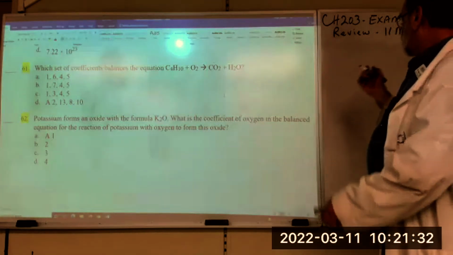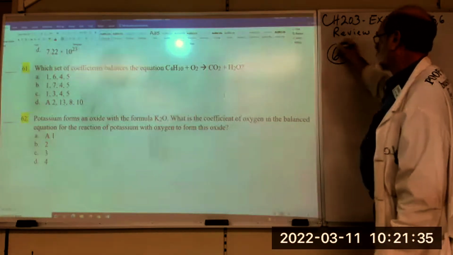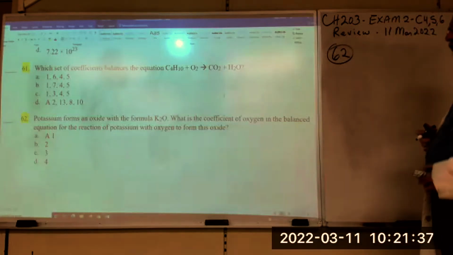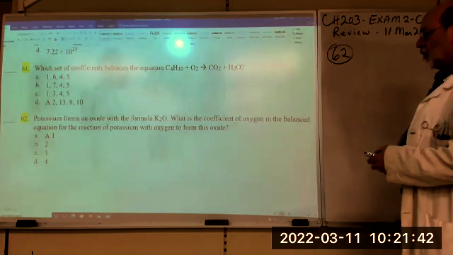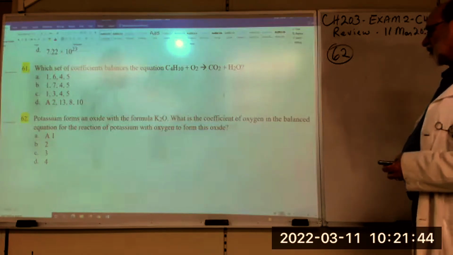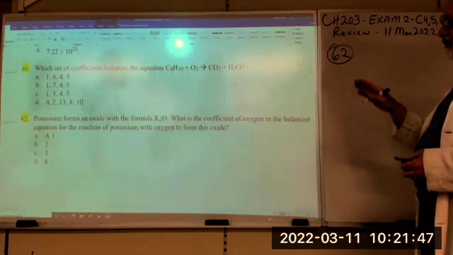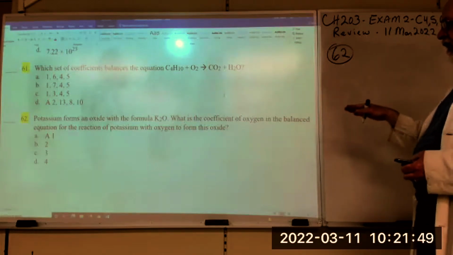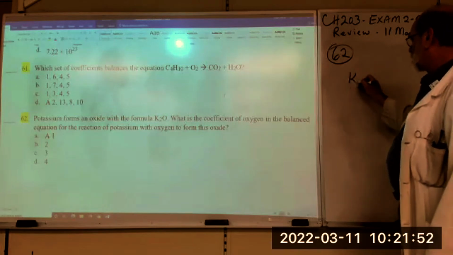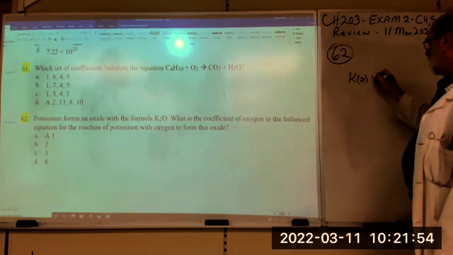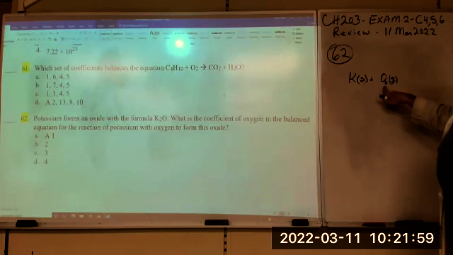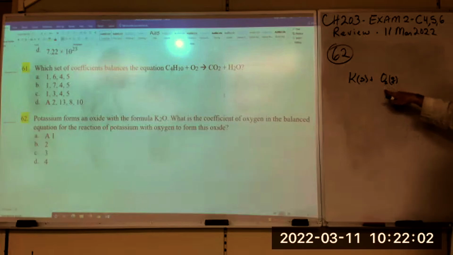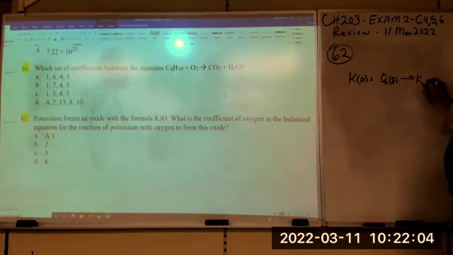All right, 62. Potassium forms an oxide with the formula K2O. Okay, I'll buy that. What's the coefficient of oxygen in the balanced equation for the reaction of potassium with oxygen to form the oxide? So we got potassium together with oxygen, right? You got to be sure and write that correctly. It's one of those diatomics. K2O, and that's a solid also.